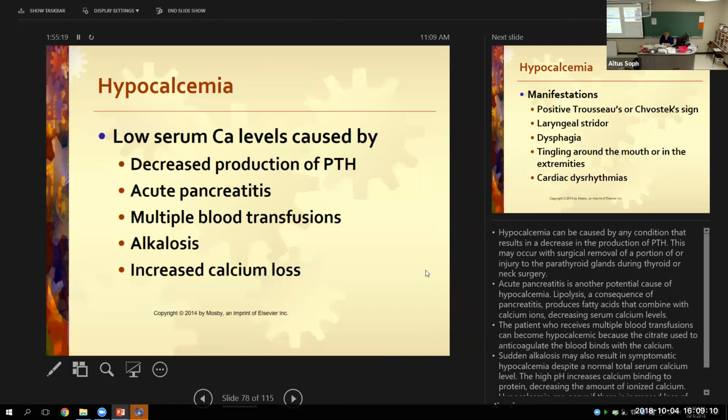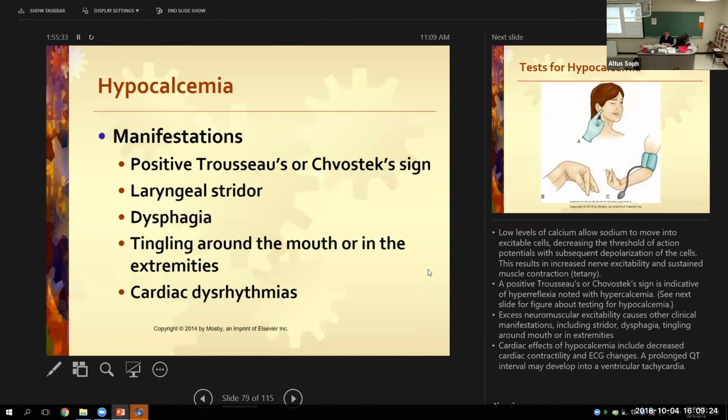Okay, what about low calcium? Low serum calcium can be caused by a decrease in PTH. It can be seen in acute pancreatitis, multiple blood transfusions, alkalosis, and increased calcium loss. So here, this is where it is very important for you to know this. What might you see? Basically now there's not enough calcium to really make your muscles work well. You can see a positive Trousseau's or Chvostek's sign, which I'll show you in just a minute.